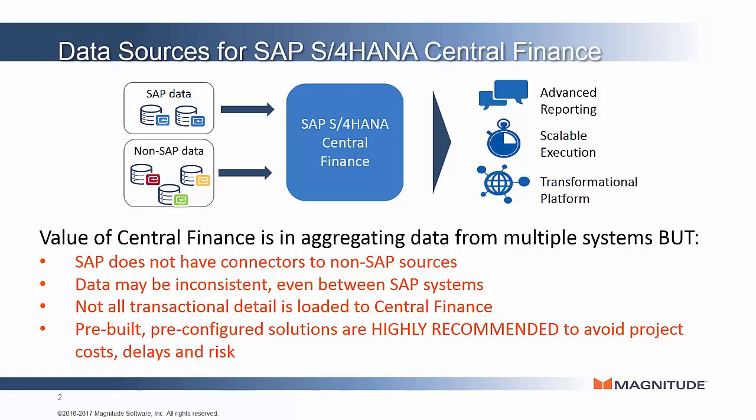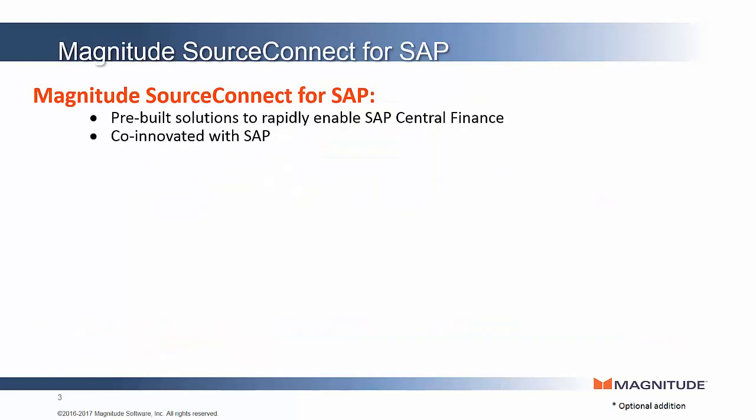The final point here is that having a pre-built, pre-configured solution is highly recommended when you're implementing data from non-SAP sources to avoid project costs, delays, and risk. And this isn't something that's just being claimed by Magnitude Software. This is also a recommendation from SAP, which is why, in fact, SAP came to us to help build out this solution set. So what is the solution set?